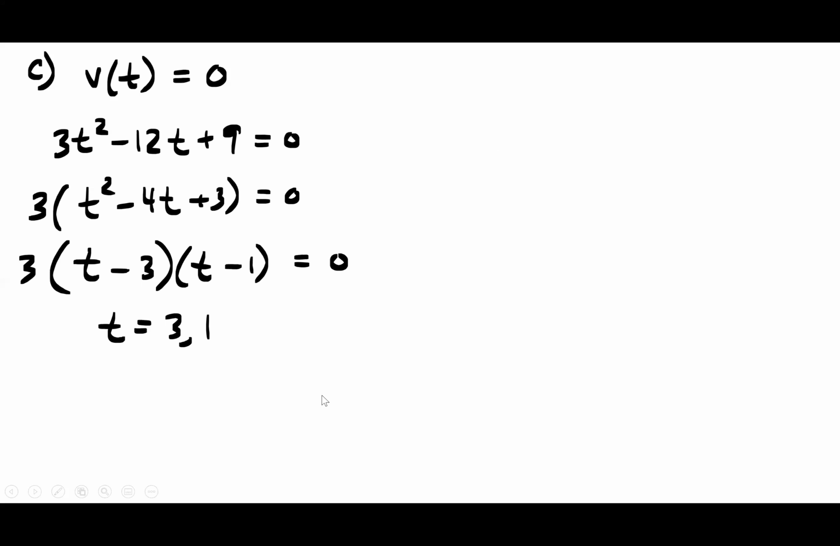Cool. So I got myself, looks like 3 seconds and 1 second. Is that right? 3 seconds and 1 second. Okay, good there. So velocity equals 0. That's when we find out when the particle's at rest. Cool. Okay, speed through the other ones here. When do we know it's moving forward in the positive direction? When do we know it's moving backwards?